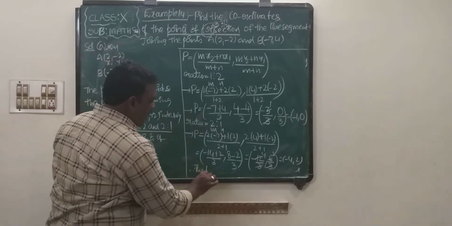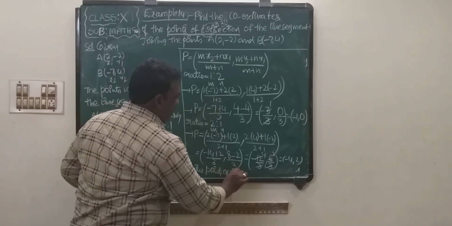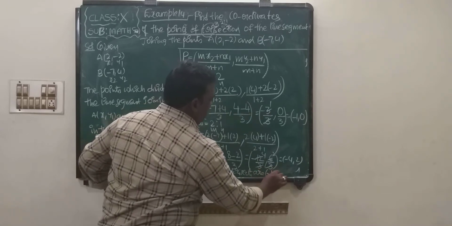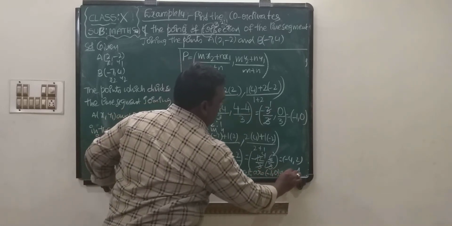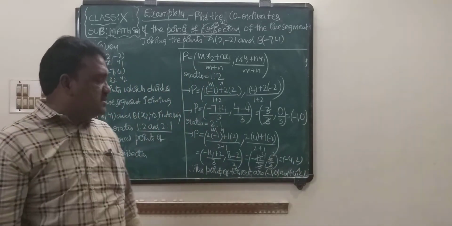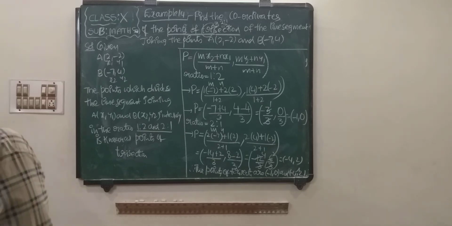Therefore the points of trisection are -1 comma 0 and -4 comma 2. So those are the points of trisection.